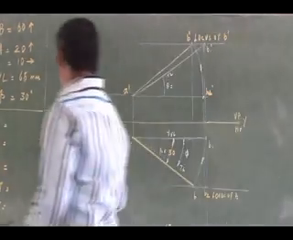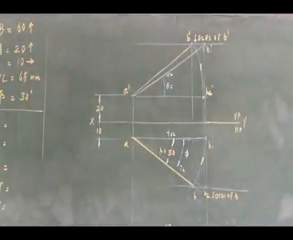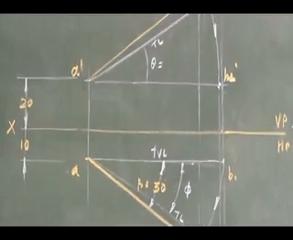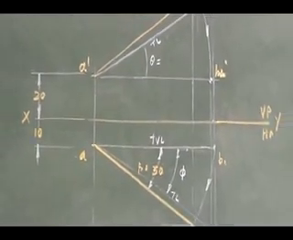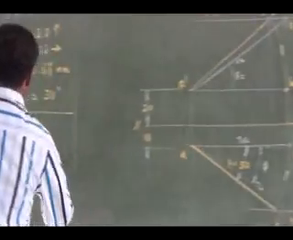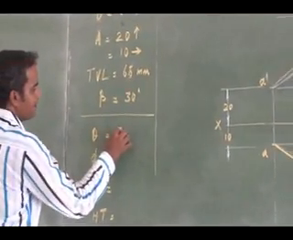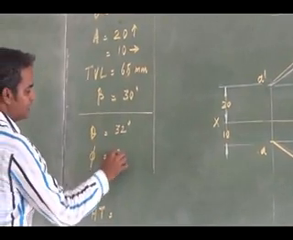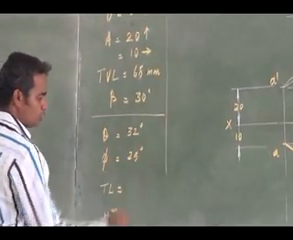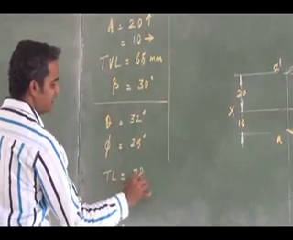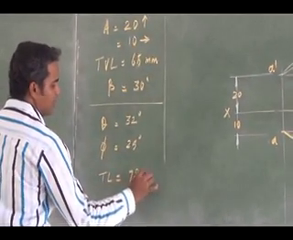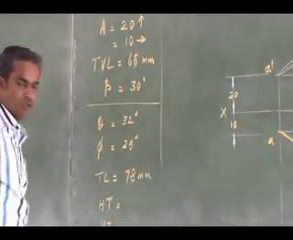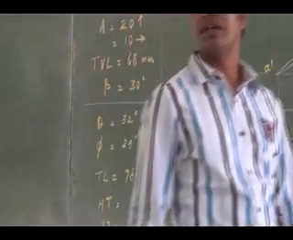That's it. You have to measure it and indicate the angle. The answer for theta is 32 degrees. Phi you have to get as 25 degrees. True length is 78 mm. So now you have to mark the horizontal trace and vertical trace.